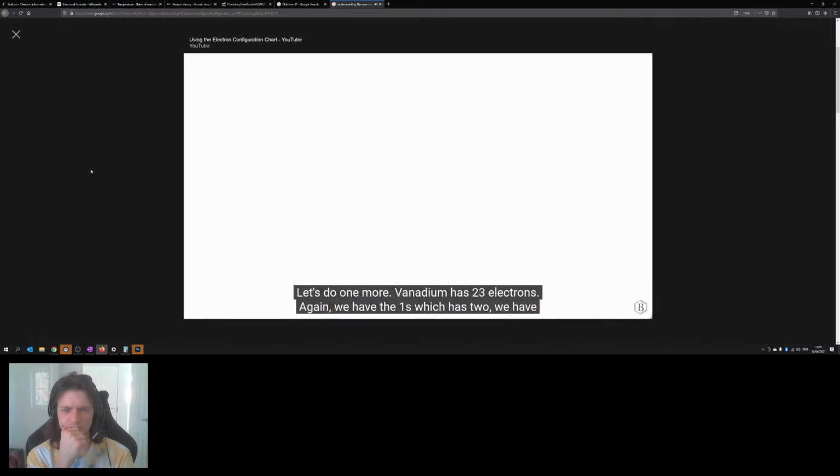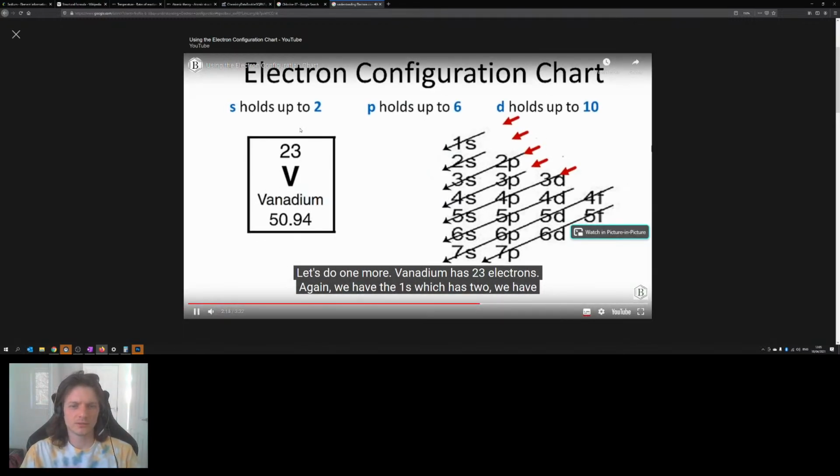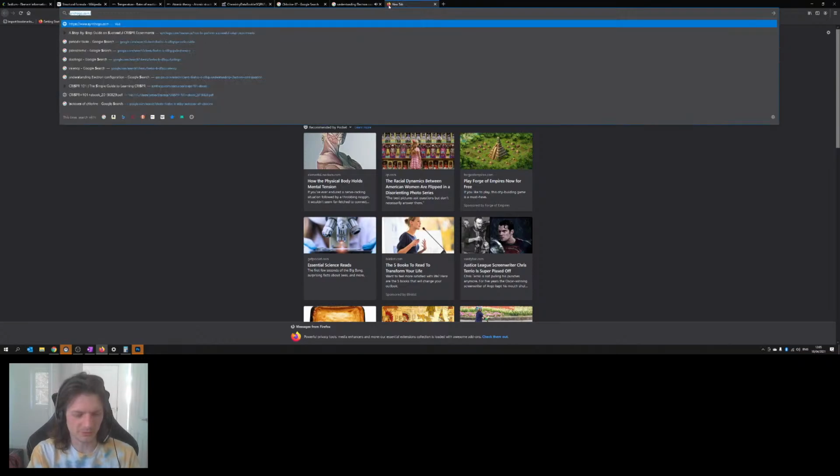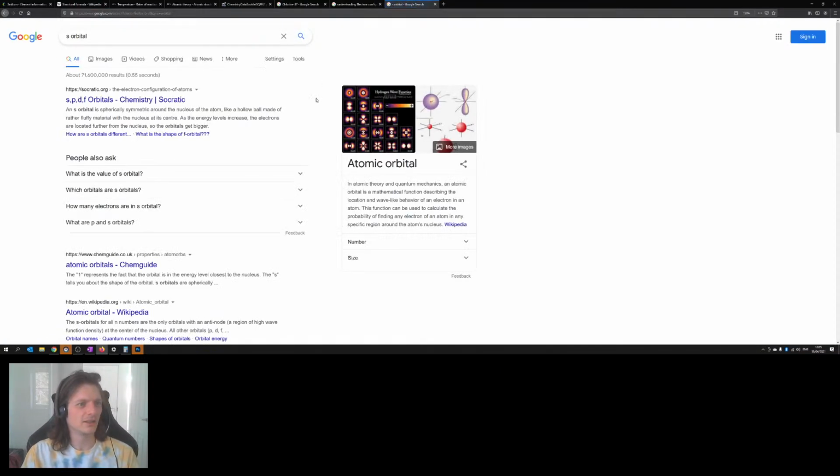Let's do one more. Vanadium has 23 electrons. What do they say about the s orbital? That holds 2, since it's an s. What's an s orbital? An s orbital is spherically symmetric around the nucleus of the atom, like a hollow ball made of rather fluffy material with the nucleus at its center. As the energy levels increase, the electrons are located further from the nucleus, so the orbitals get bigger.